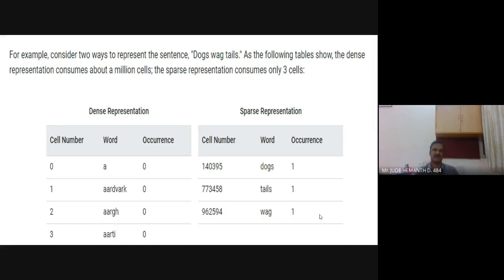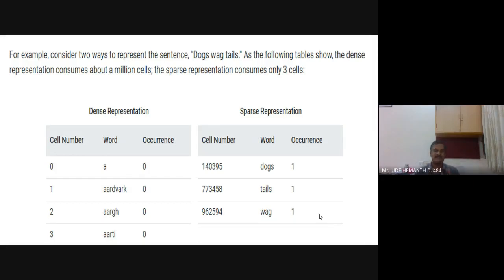1,40,395th position is 1. What do you mean by that? All the positions before 1,40,395 are going to have a value of only zeros. The second one comes at 73,458. That means between these two, again, all are going to be 0. Again, we come to the last one where again there is some 1, and between these two, all things are going to be 0.